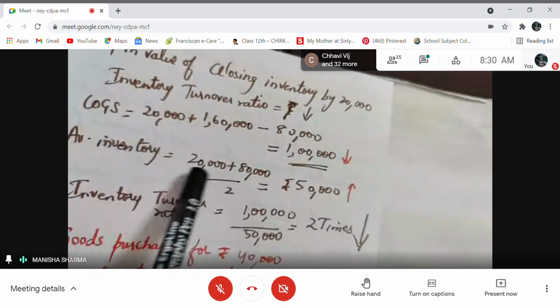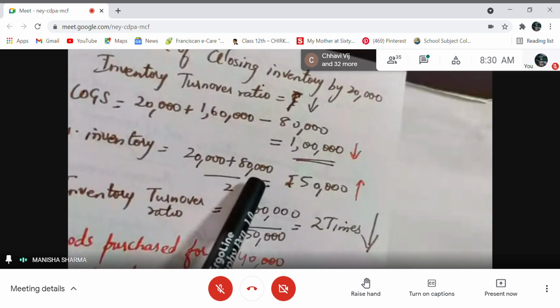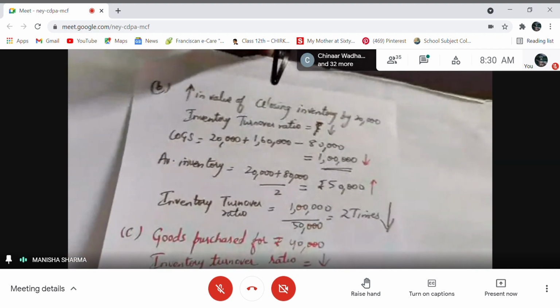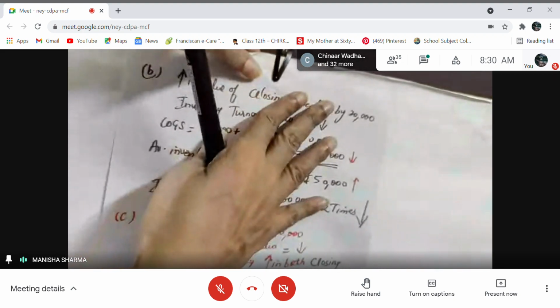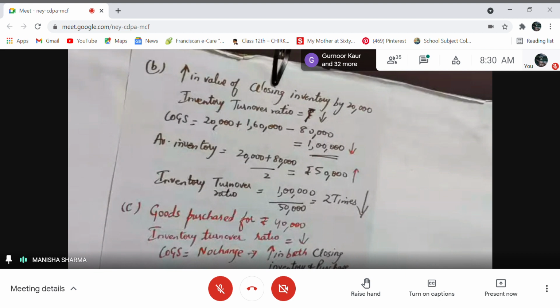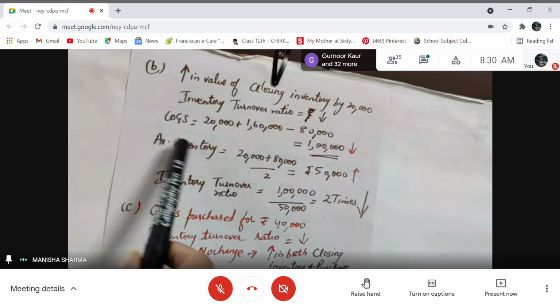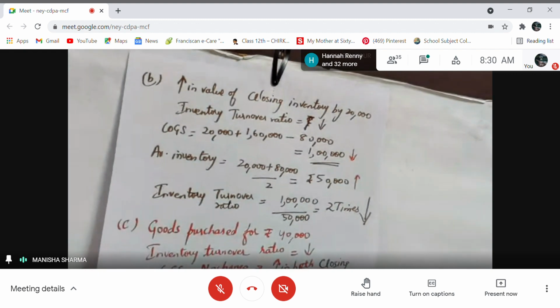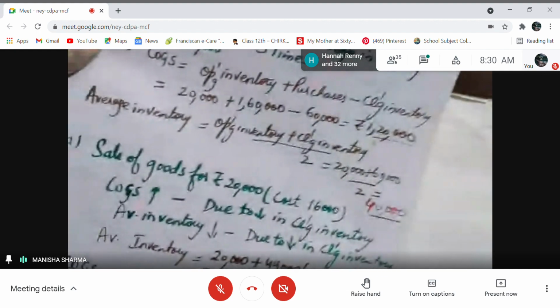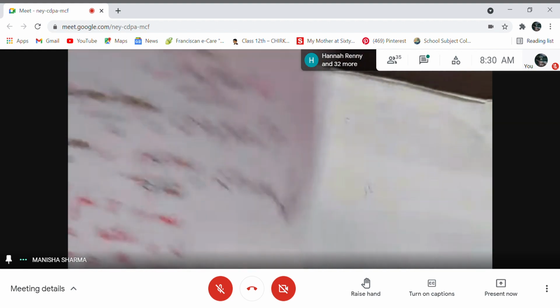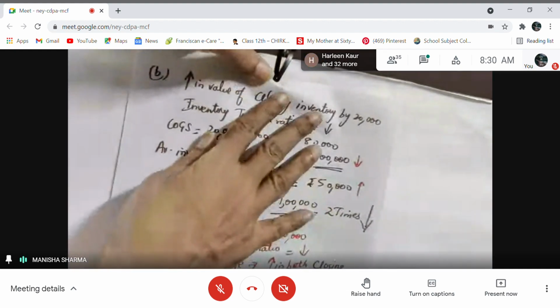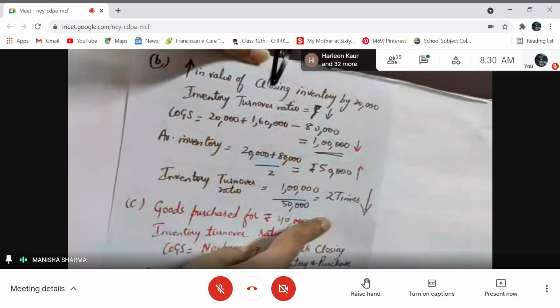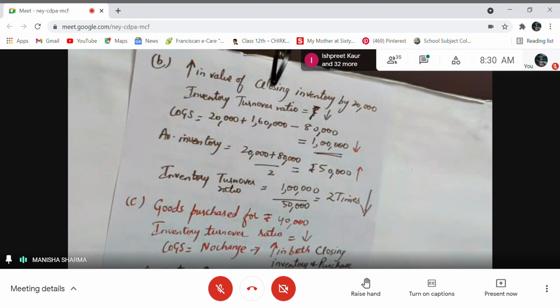Now for the average inventory, instead of 60,000, I have to take closing inventory as 80,000, as given in the part that the closing inventory has increased. So average inventory is 20,000 plus 80,000 divided by 2, which is 50,000. Compared with the original value, average inventory was 40,000. Now it has increased from 40,000 to 50,000. Why has it increased? Because the closing stock has increased, right?